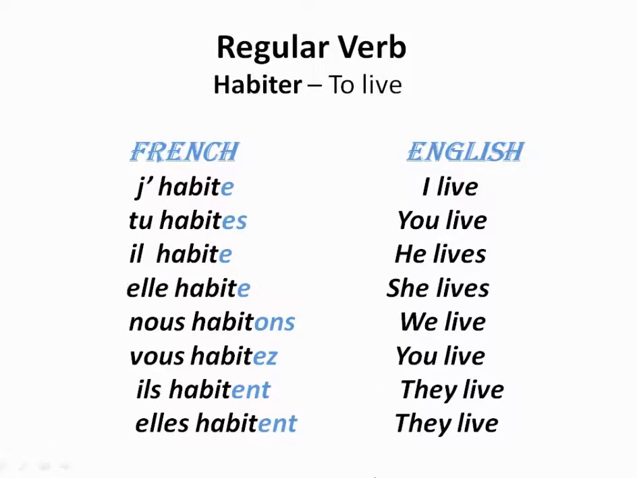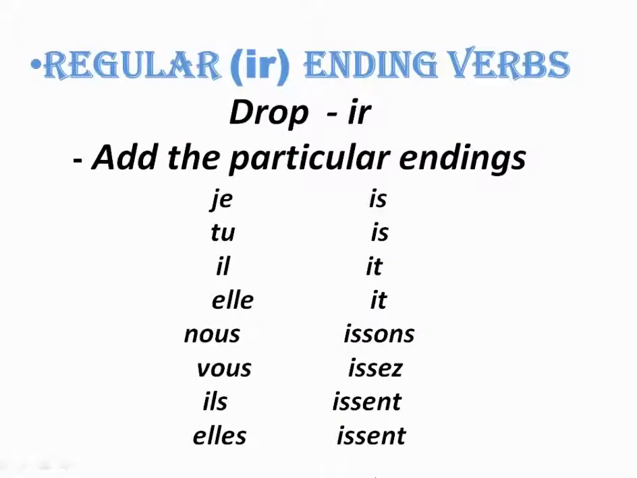Ils habitent, they live. Elles habitent, they live. Now the second group verb, which ends with ir. These verbs also come under regular verbs, though there are a few exceptions in ir verbs also. So here again we'll drop ir as we have dropped er in the er verb. So this is an ir verb, so we'll drop ir here. And then we'll add the following particular endings.